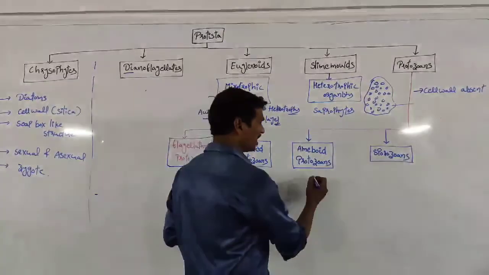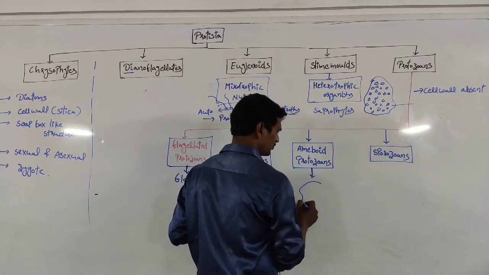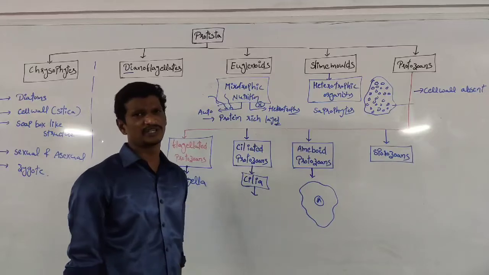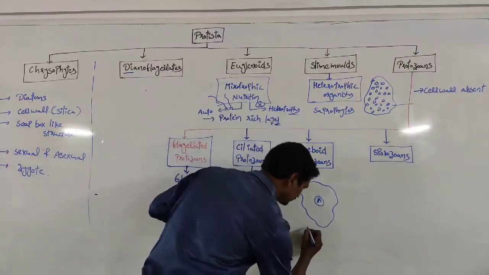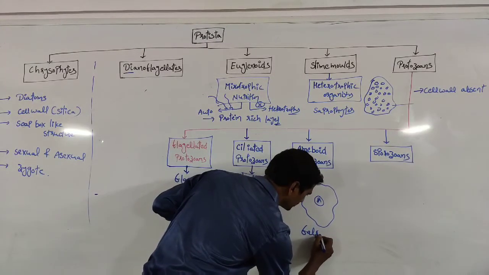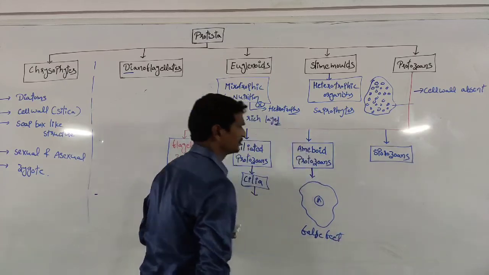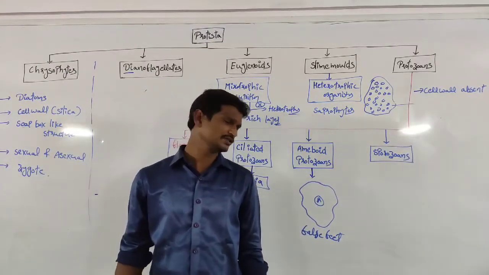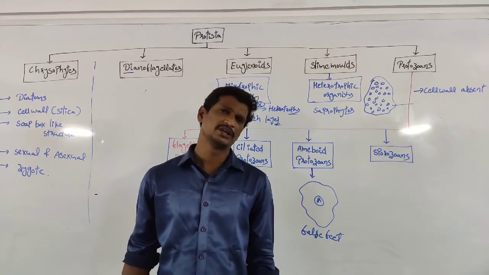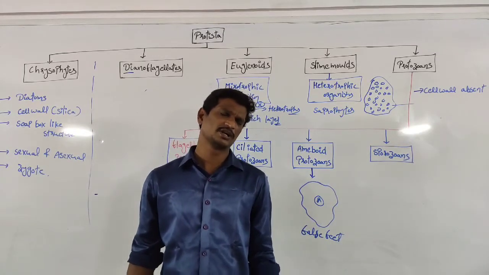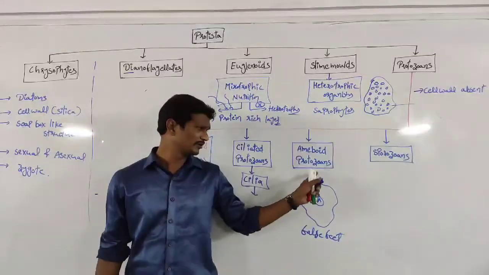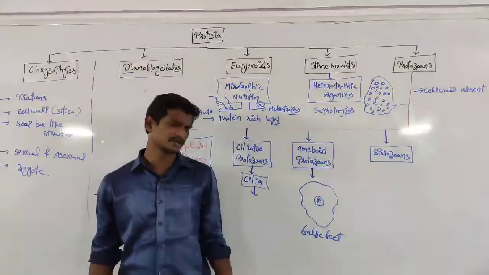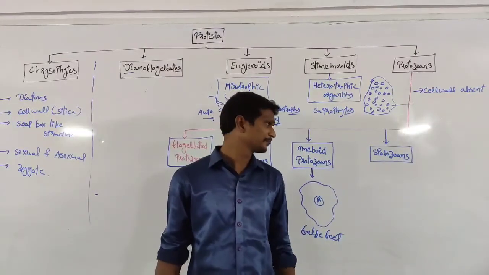And we know about the amoeboid protozoans. How are these moving? By the pseudopodia, that is, false feet. Amoeboid protozoans have pseudopodia as the locomotory organs. These are also called false feet. Entamoeba histolytica is the best example. So amoeboid protozoans move by false feet, also called pseudopodia, and the example is Entamoeba.